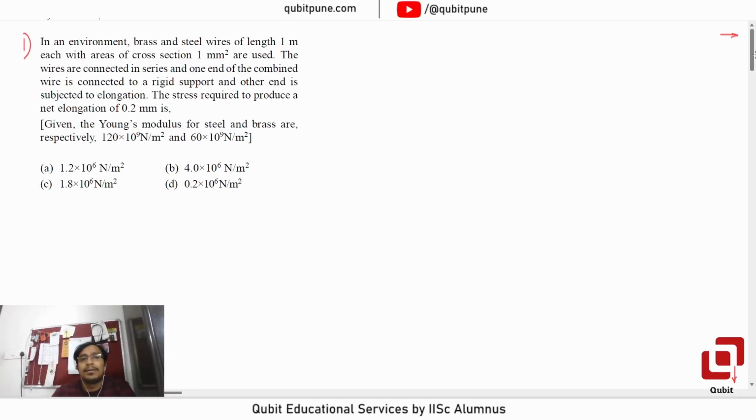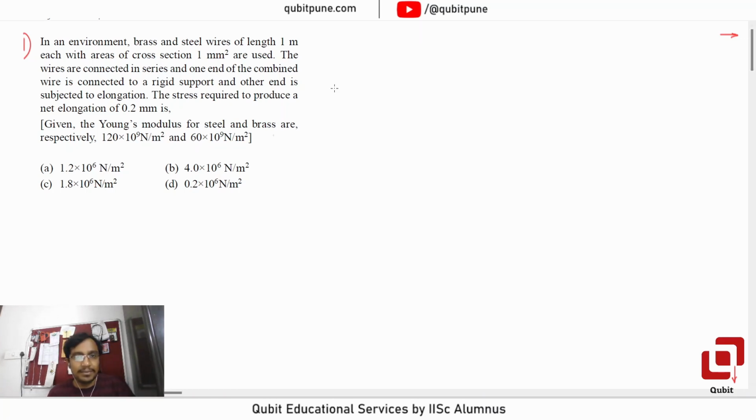In an experiment, brass and steel wires of length 1 meter each with areas of cross section 1 millimeter squared are used. The wires are connected in series and one end of the combined wire is connected to a rigid support and the other end is subjected to elongation. The stress required to produce a net elongation of 0.2 mm is? Given Young's modulus of steel 120 into 10 raised to 9 SI units and Young's modulus of brass 60 into 10 raised to 9 Newton per meter square.